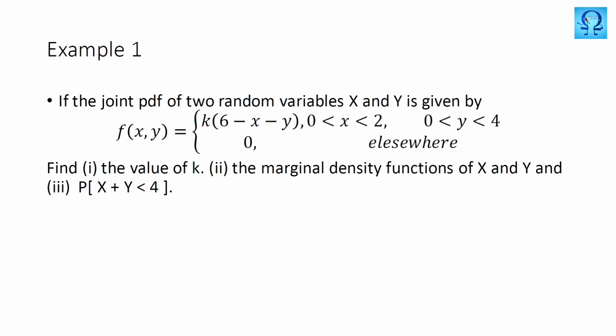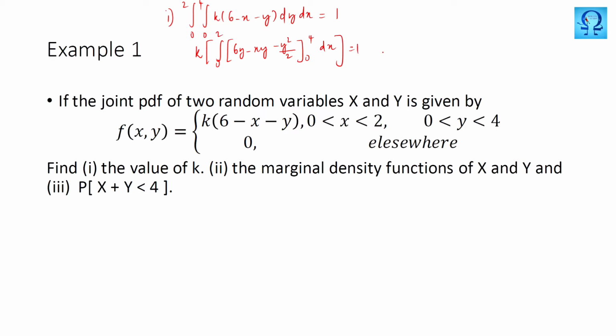We come to the problem and try to solve it. Here we have the joint PDF of two variables, and we are asked to find the value of k at the first instance. That is, the integral from 0 to 2 and the integral from 0 to 4 of k times (6 minus x minus y), where the inner one is with respect to dy and the outer one is with respect to x, and we know this is equal to 1. So we take k outside, integral 0 to 2, and integrating with respect to y, we get 6y minus xy minus y squared upon 2, from 0 to 4, dx, equals 1.